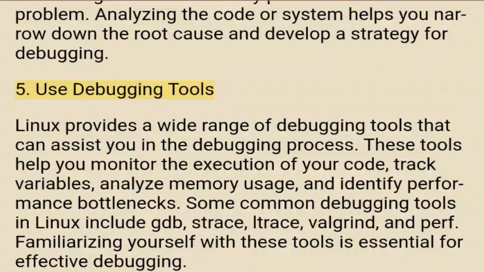5. Use debugging tools. Linux provides a wide range of debugging tools that can assist you in the debugging process. These tools help you monitor the execution of your code, track variables, analyze memory usage, and identify performance bottlenecks. Some common debugging tools in Linux include GDB, strace, ltrace, valgrind, and perf. Familiarizing yourself with these tools is essential for effective debugging.